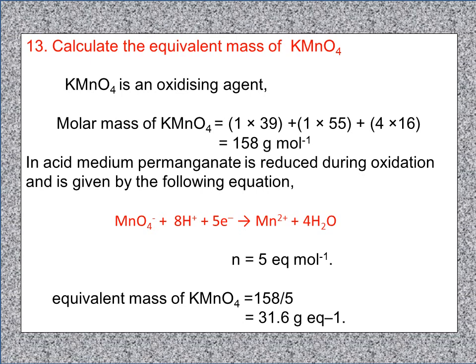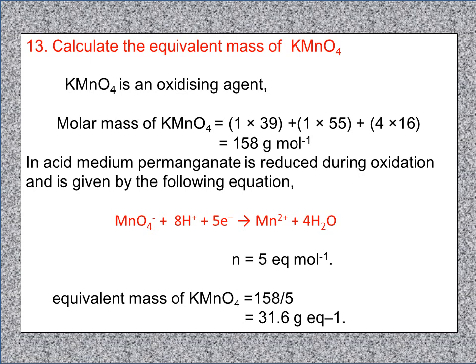Now let us calculate equivalent mass of potassium permanganate. Here potassium permanganate is an oxidizing agent. What is the equivalence factor in the case of oxidizing agent or reducing agent? It is nothing but number of electrons lost or number of electrons gained. Here it is an oxidizing agent, so will it lose or gain electrons? An oxidizing agent will undergo reduction. Be very careful. An oxidizing agent will undergo reduction. That means it will accept electrons. So potassium permanganate will undergo reduction by accepting electrons.